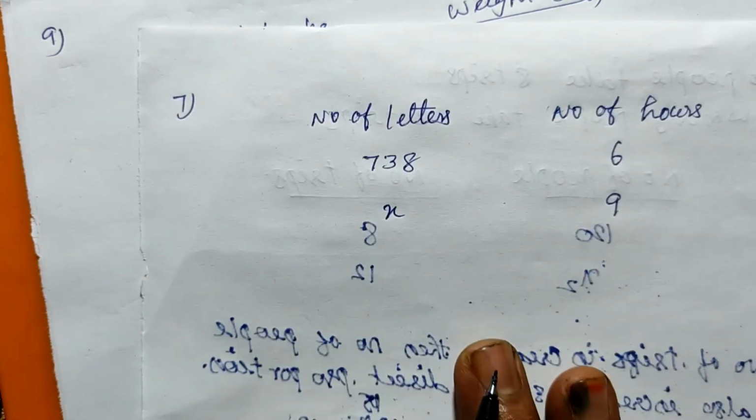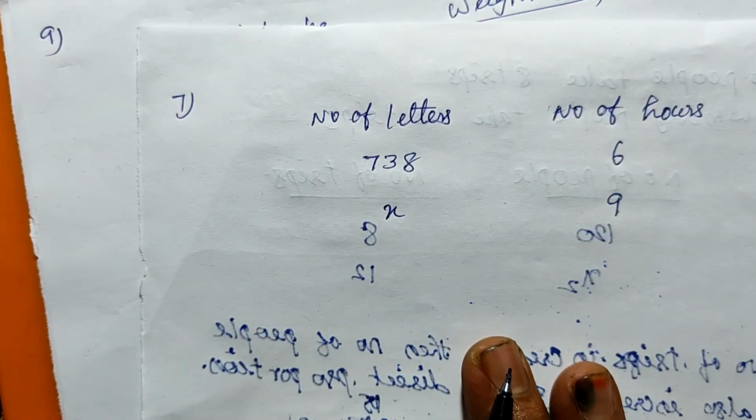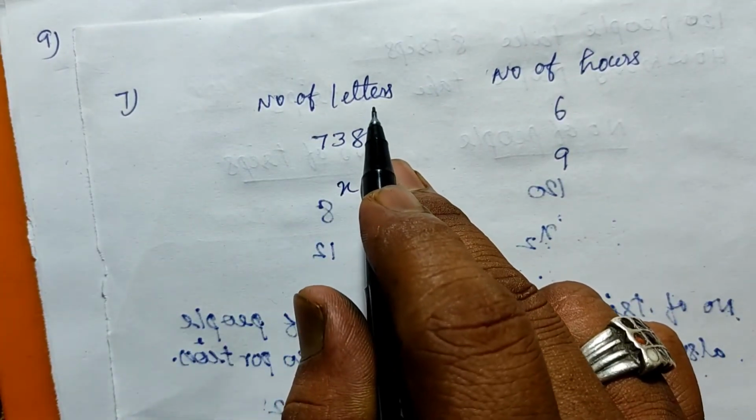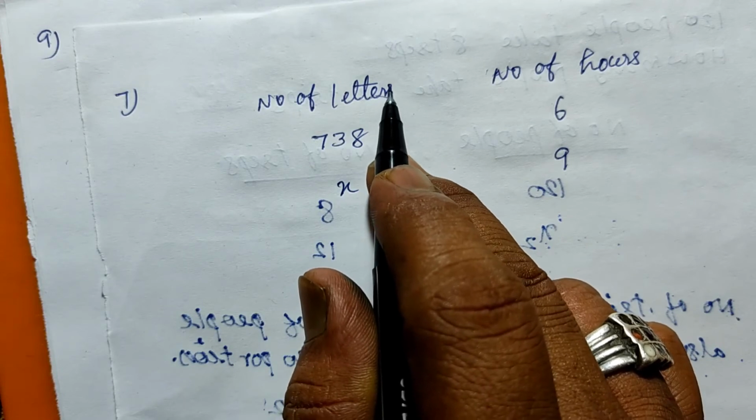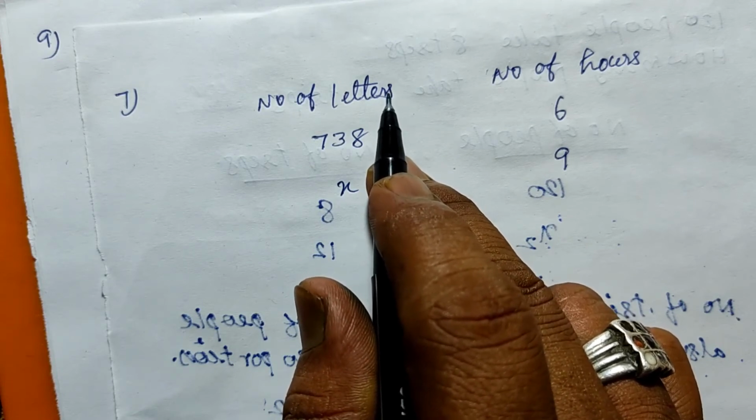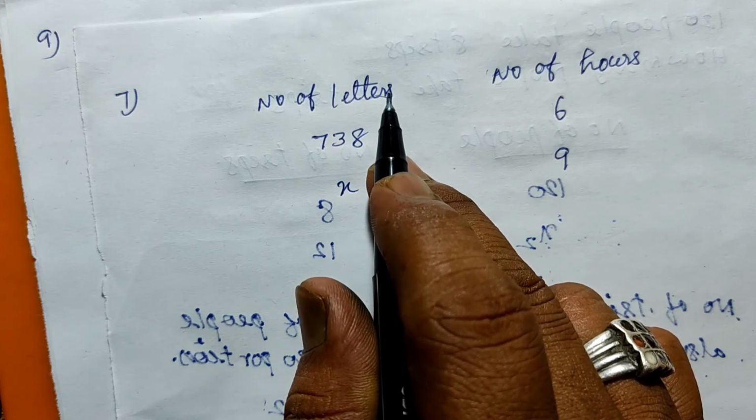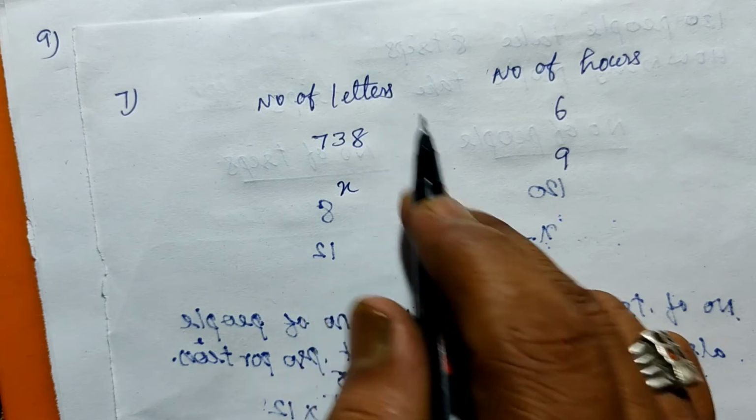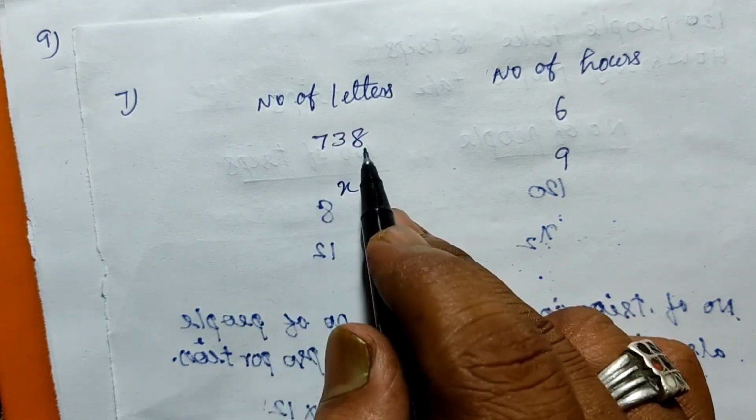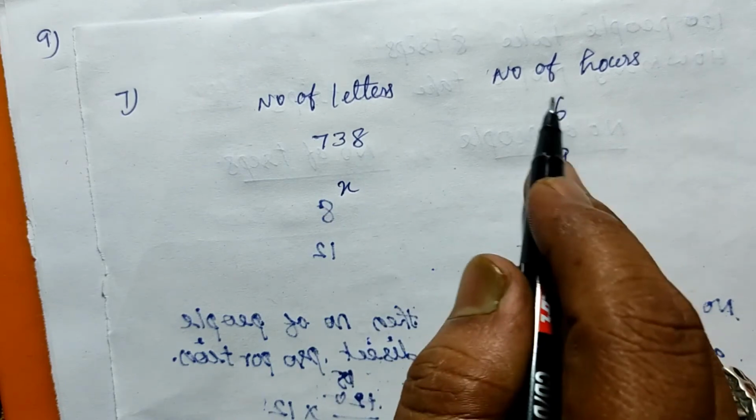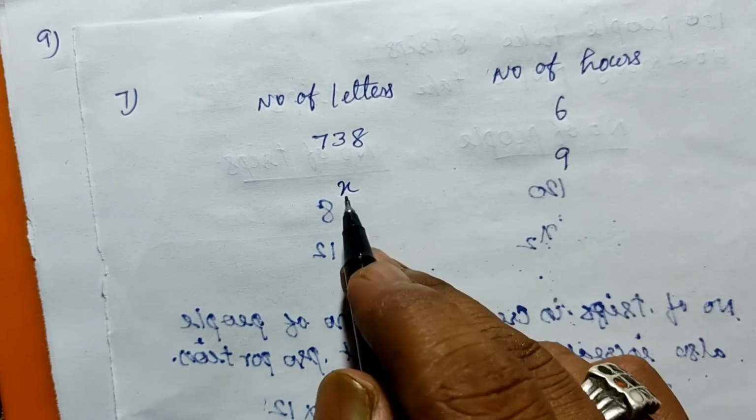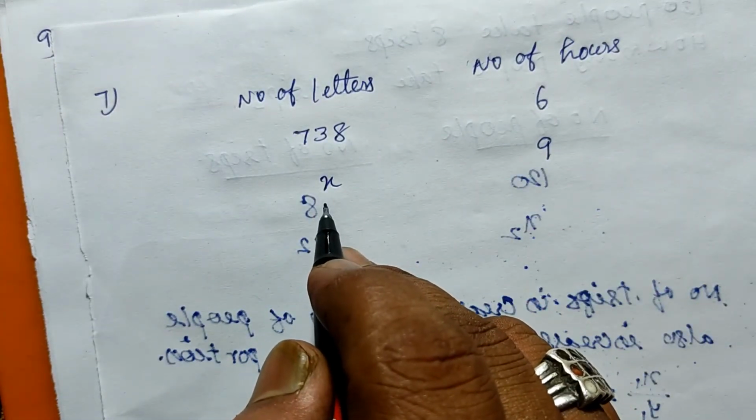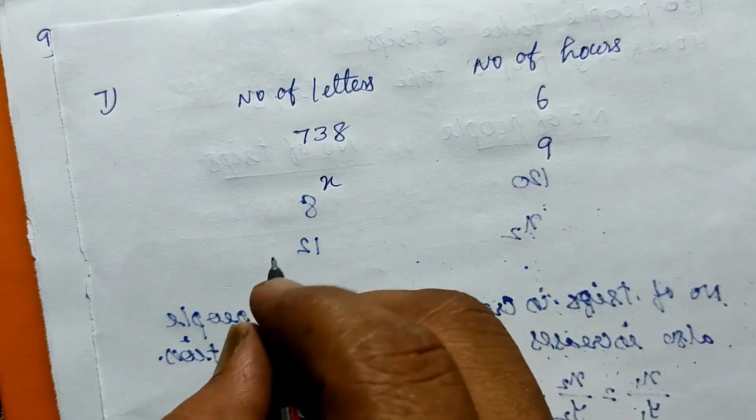Then next, number of letters a postman sends. The postman can sort out 738 letters in 6 hours. How many letters can be sorted in 9 hours? If he distributes 738 letters in 6 hours, how many letters will he distribute in 9 hours? When this is more than this, this will be more. So it is a direct variation. So what is that?